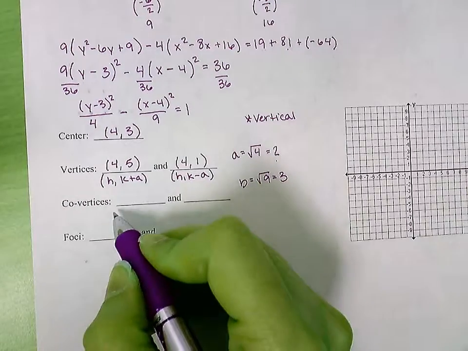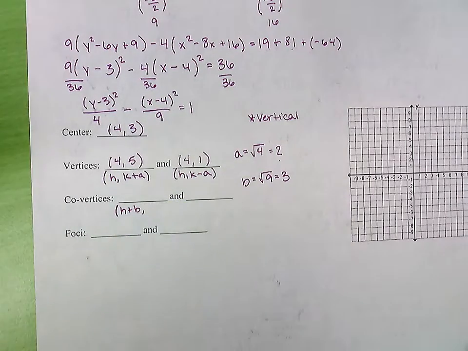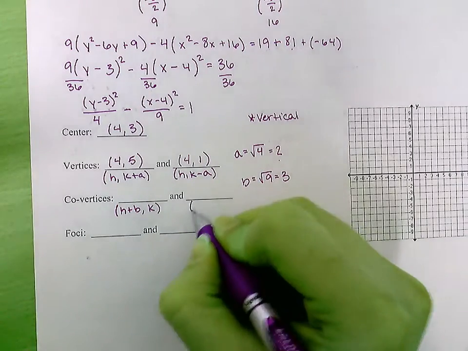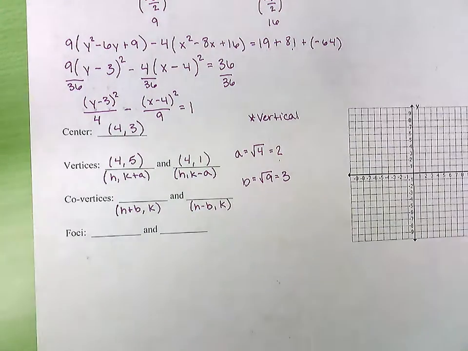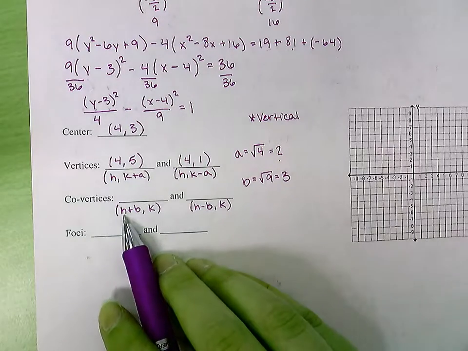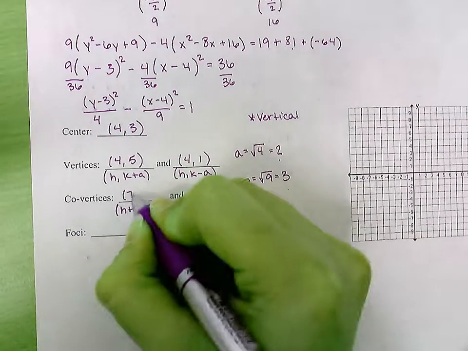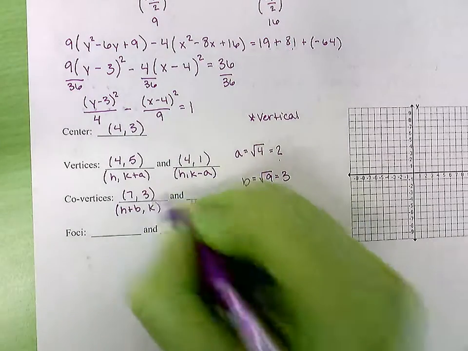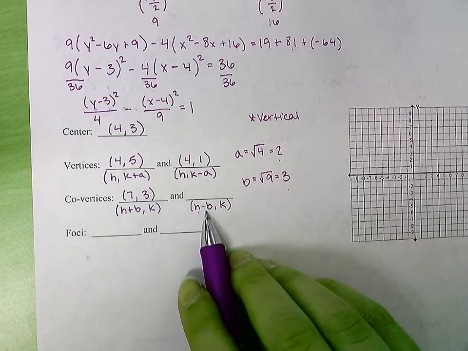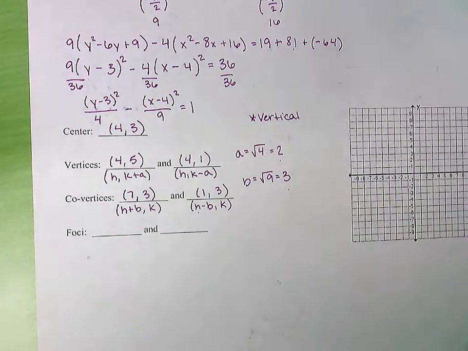Okay, to find our co-vertices, we have h plus b, and h minus b. We have our h is 4 plus our b value is 3, so that's 7. And then k stays the same. Again, h is 4 minus 3 is 1. And k stays the same.